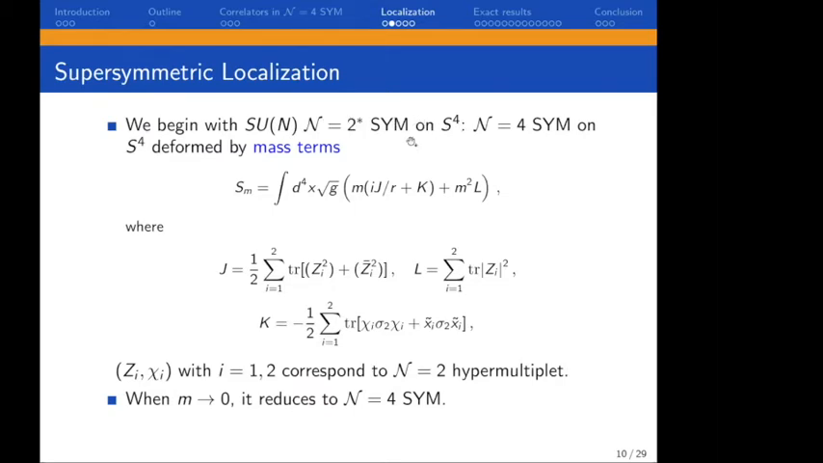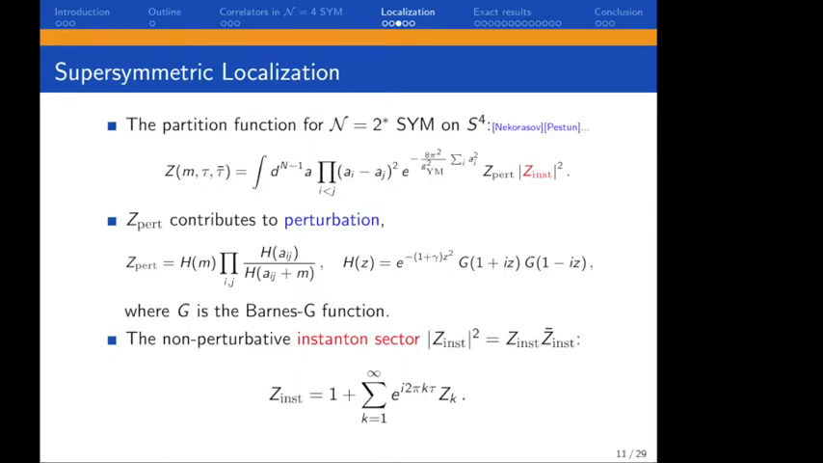N=2* super Yang-Mills is related to N=4 super Yang-Mills deformed by some mass term. Some details are not important, but this is a mass term, at least explicitly here. Obviously, when I take the mass to 0, this will reduce back to N=4 super Yang-Mills. So the idea is that I deform the theory with some mass term.